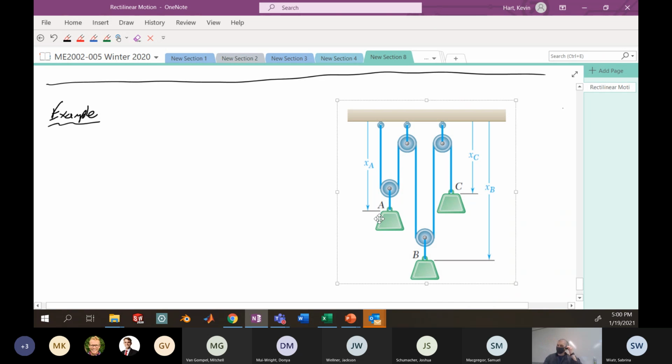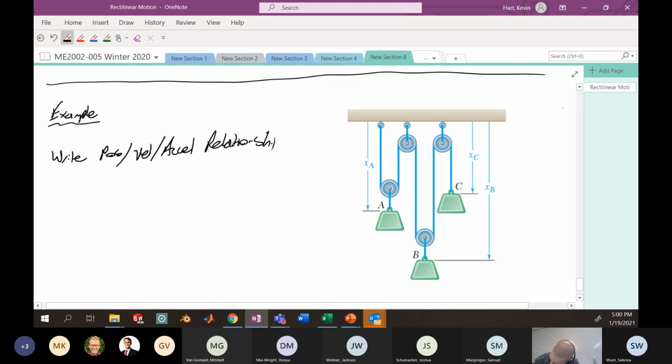So in this example, basically all I asked you was to just write the position, velocity, and acceleration relationships between these guys. And I even already put in the datum and the positions for you. Aren't I a nice fella? Okay.